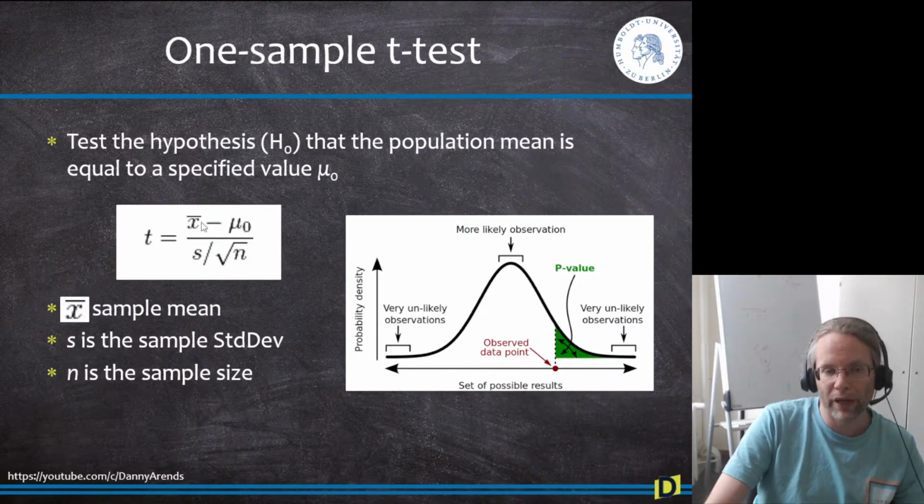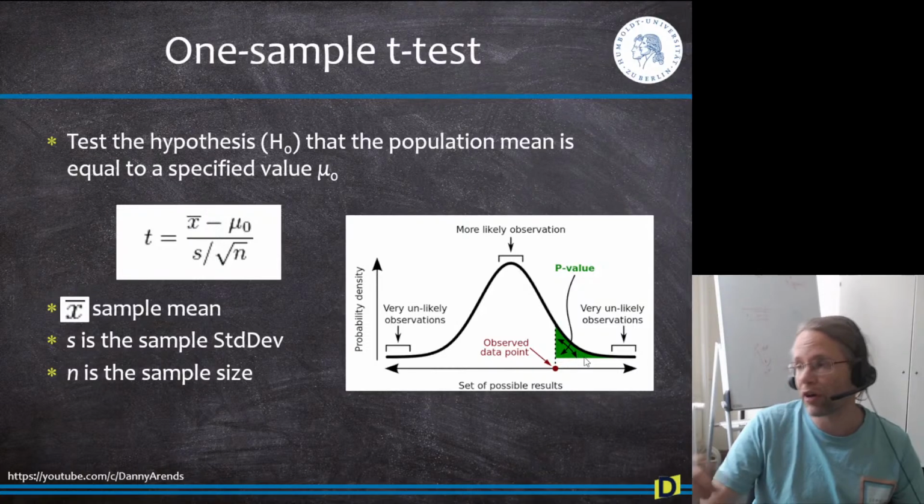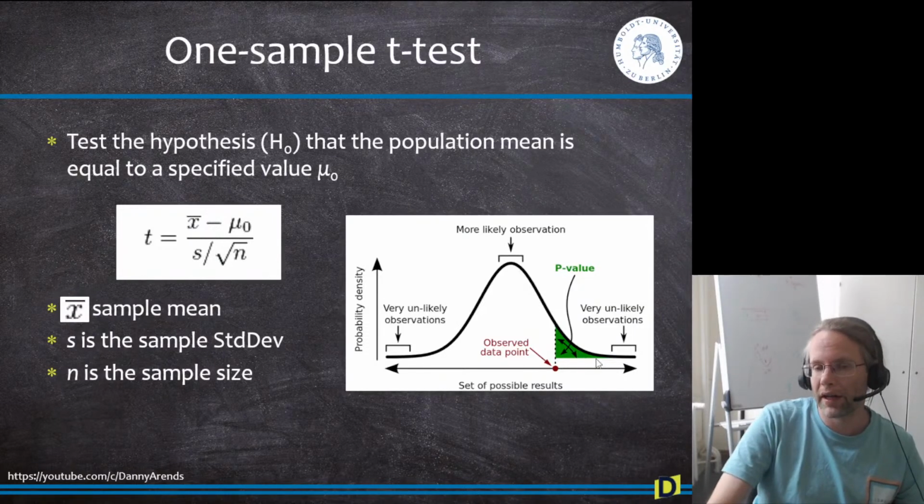So how do we do that? We calculate the mean, we subtract the mean that we expect it to be, and then we divide by the standard deviation divided by the square root of n. We get a t value, and then we look into the t distribution to see where our t value is, and then this t value will give us the p value, which is the area under the curve. So it's the amount of observations in the t distribution which are higher than our observed data point.